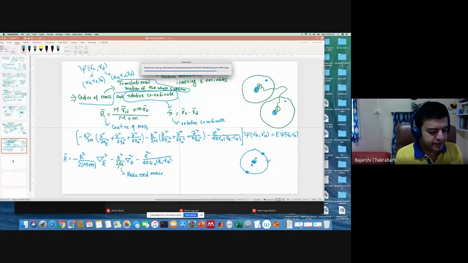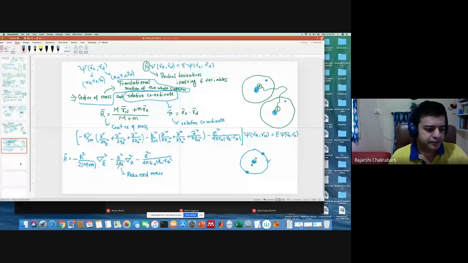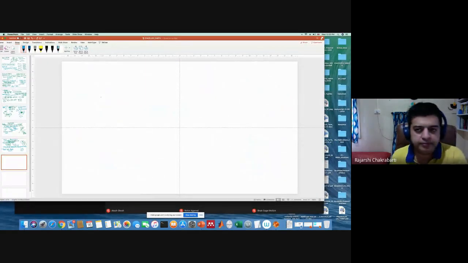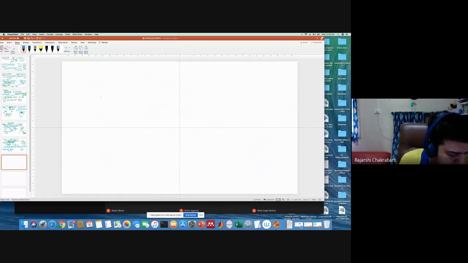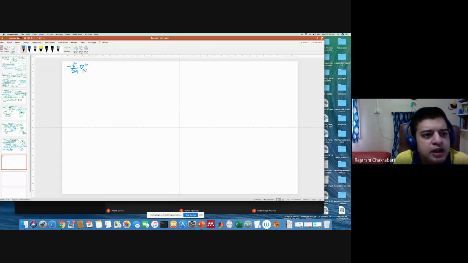So how do you do it mathematically? Any idea? I'll show you how to do it. What I need to do is find this operator, h cross squared by twice m, grad R squared, not r, the other. That was the operator for the nucleus. And this will have x, y, z components, no? If I write it down, it will be like twice m.